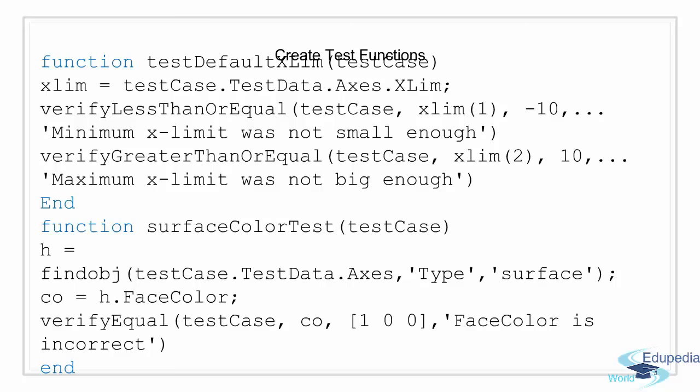The test default x limit function verifies that the x limits are large enough to display the cylinder. The lower limit needs to be less than -10 and the upper limit needs to be greater than 10. These values come from the figure generated in the helper function, a cylinder with a 10 unit radius centered on the origin. This test function opens the figure created and saved in the setup once function, queries the axis limit and verifies that the limits are correct.